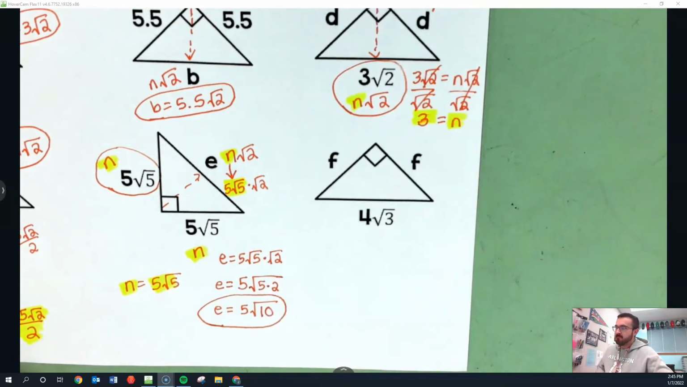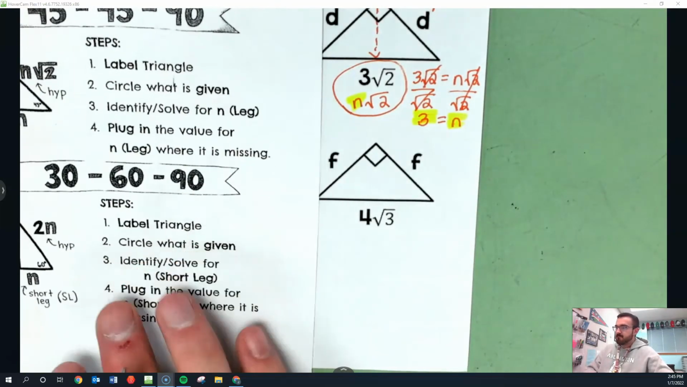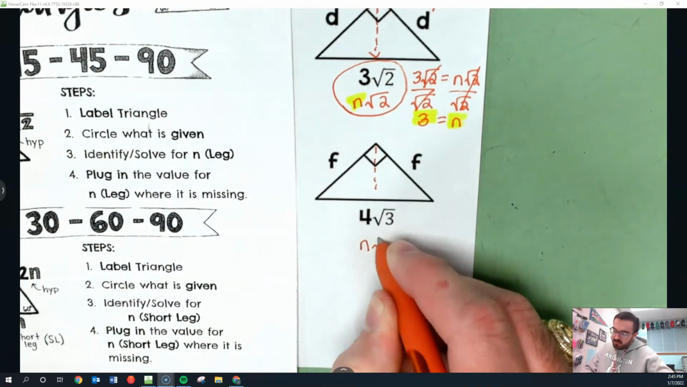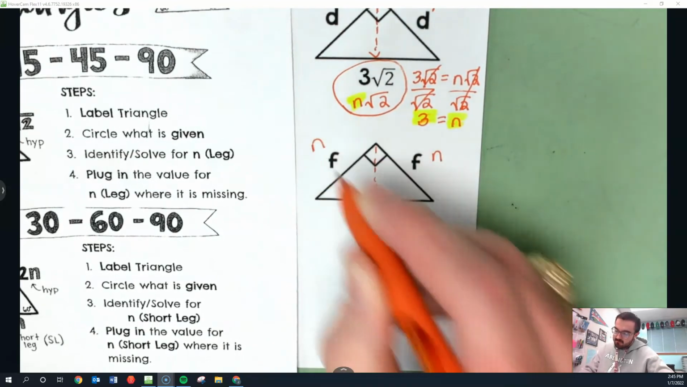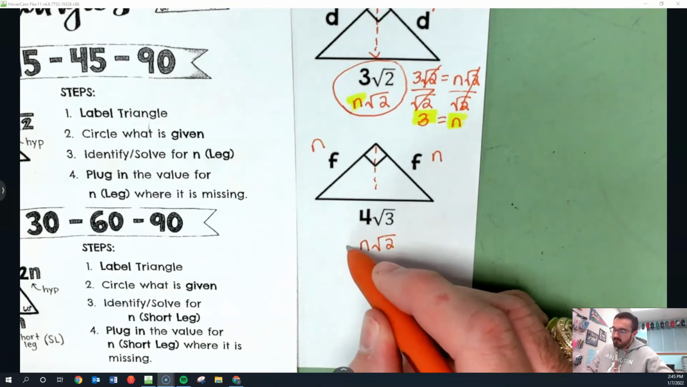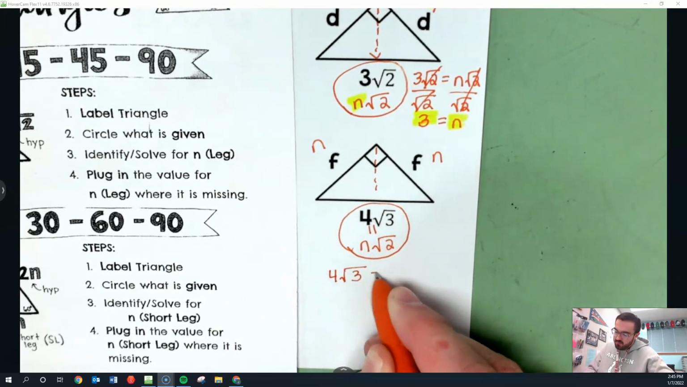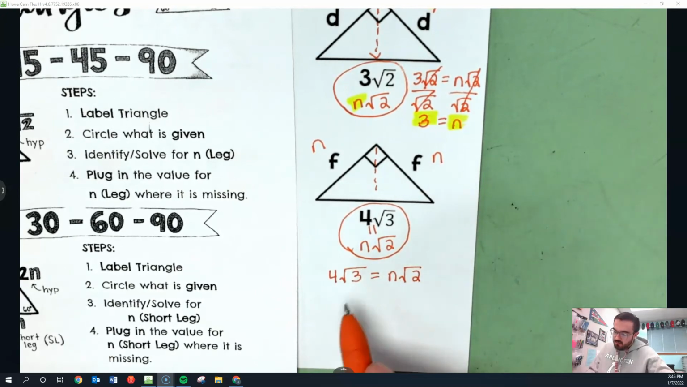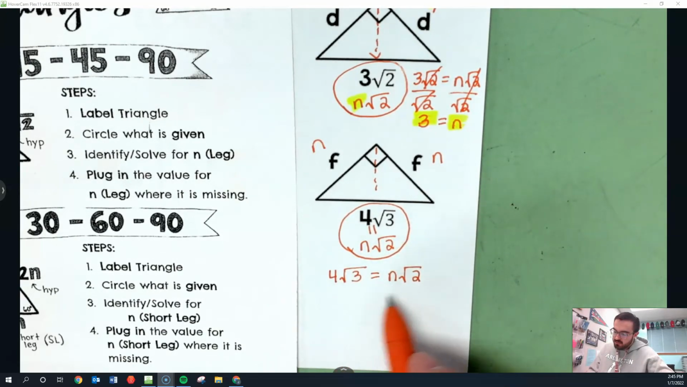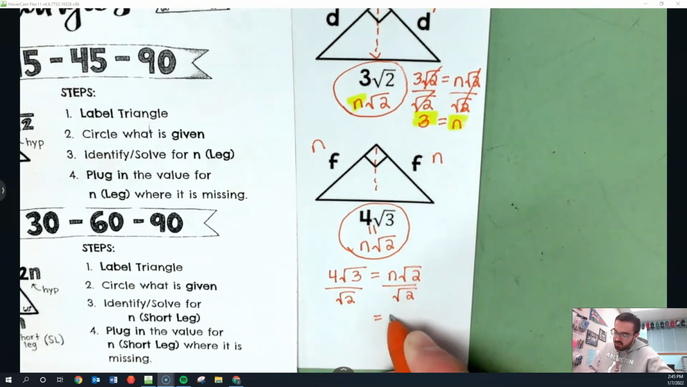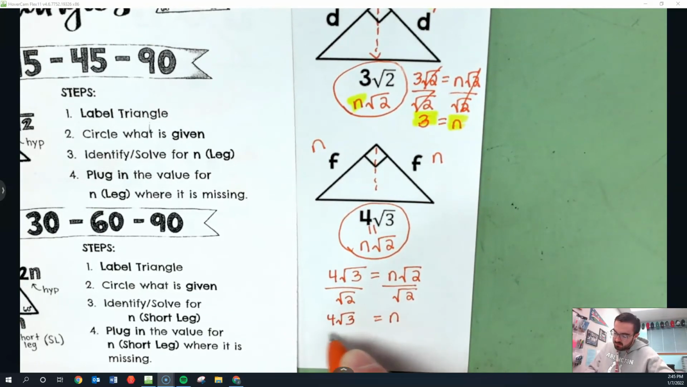Okay? Last one. We're going to label the triangle. Across from the right angle is always the hypotenuse. These are the legs. Okay? Now what is given? Circle what is given. Going to set them equal to each other. 4 square root of 3 equals n square root of 2. Okay? I'm going to divide both sides by the square root of 2 to get it by itself. So now n is by itself, yes? Check it out. N is now by itself.